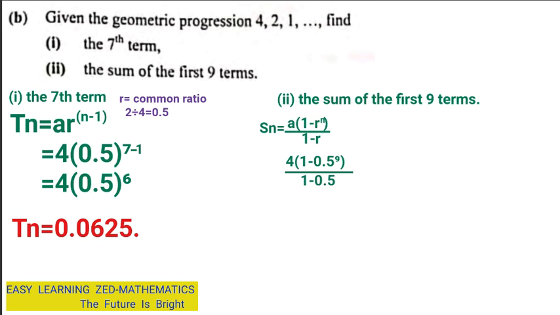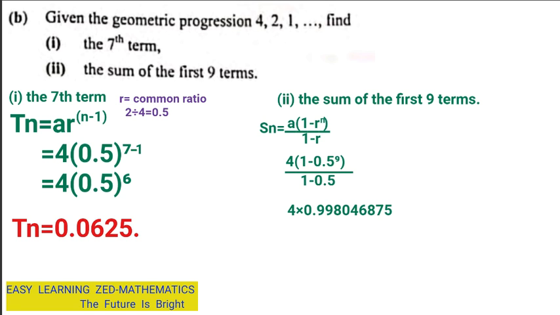Once I've done that, the first thing I'm going to do is find the value of the numbers in the brackets. So I'm going to write 4, then I'm going to find the value of 1 minus 0.5 raised to the power of 9. And when you punch that in your calculator, it's going to give you something like this, which is 0.998046875.